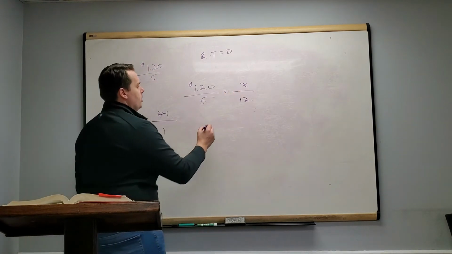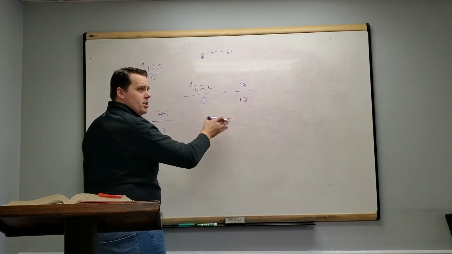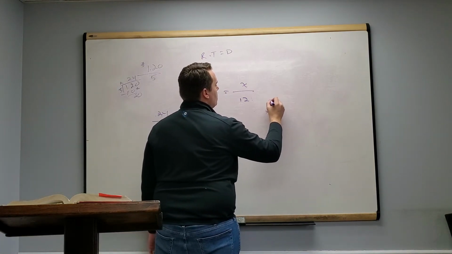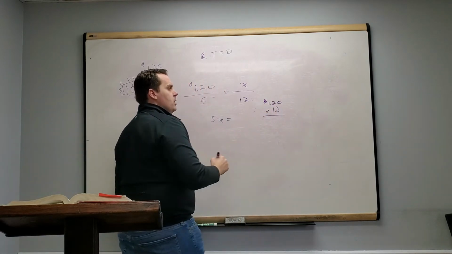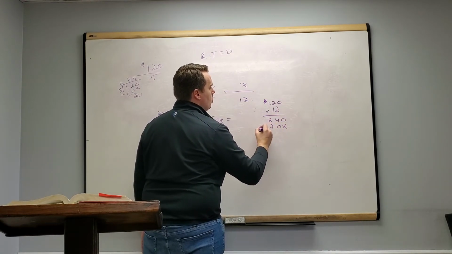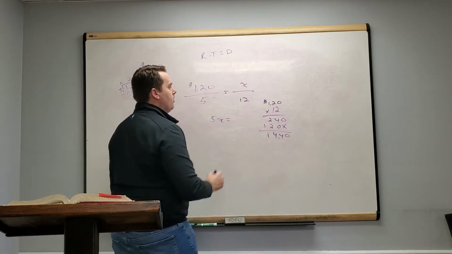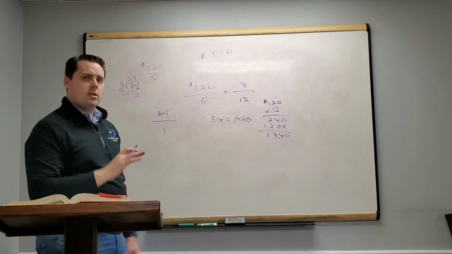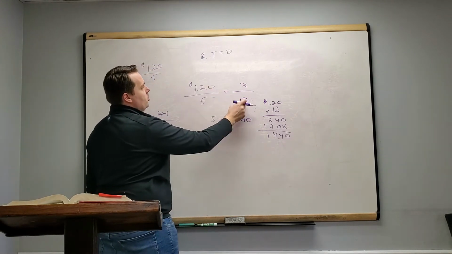So again, cross multiplication, 5x. I like to keep my x on the left side. It could be on the right, I just like always seeing it on the left. And then it's 12 times 1.2, or $1.20. I don't want to confuse you, so let's put the 0 in so I don't break your brain. Okay? 2 times 0 is 0, 2 times 2 is 4, and so on, decimal over 2 spots, okay? So I would have 1440. That's not my answer. You may do all that work and just stop, thinking that's your answer, but it's not. That's what 1.2 times 12 is.